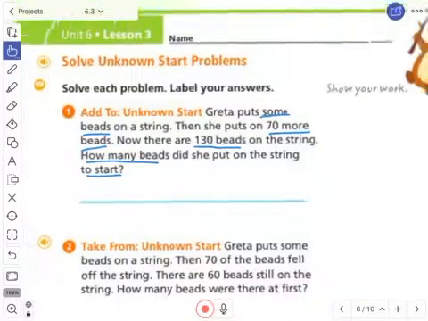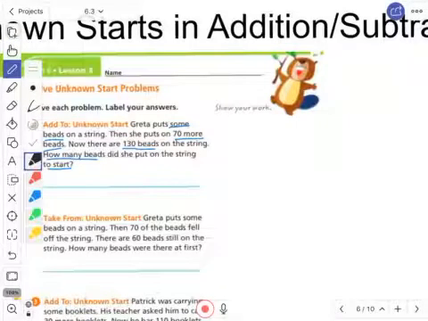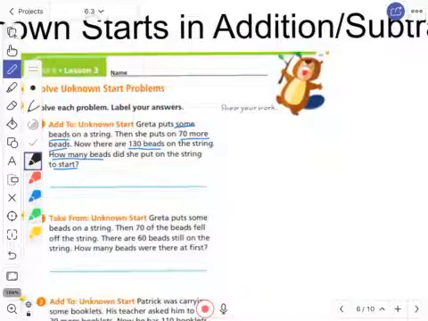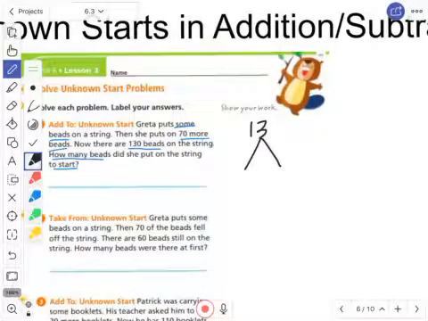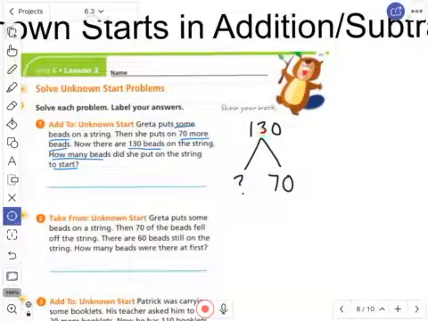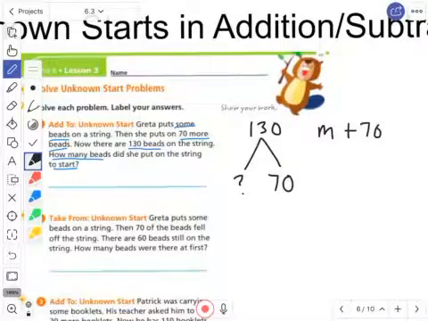So a couple different ways I can solve this one. One thing that's going to be really helpful for me, and I would love to see all of you do this too, is using those pictures. For me, a math mountain is going to make sense here. My total is 130. She has 130 beads. So she started with some of them. She put on 70 more, and that gets up to 130. So when I think about that, then I think about, okay, what's my equation then? My number sentence. Well, I'm just going to use m, plus 70 equals 130.